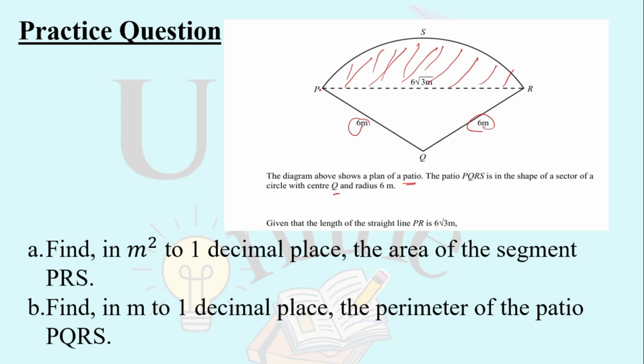We are going to find the perimeter of the whole portico from P, Q, R, S, then back to P. The first step is to make sure we know our formula, but it requires this angle. So we are going to find this angle. Let's see how to find this angle. Then we find the area of the segment and continue the question.